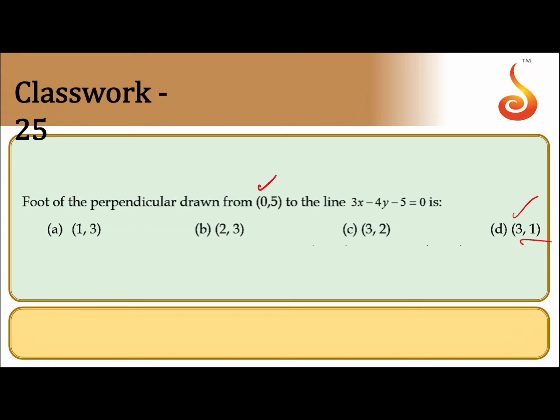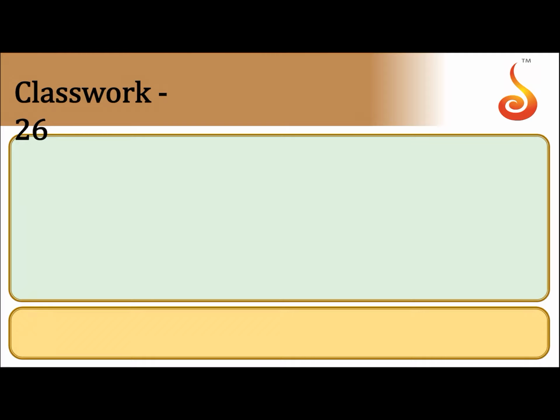So 3 comma 1. Let me check once again that the slope of the line joining these two points will be perpendicular to this one. The slope will be 4 divided by minus 3. The slope of this line is equal to 3 by 4. So the product of slopes equals minus 1. So the answer is 3 comma 1. Directly it satisfies the condition. So the answer is D.